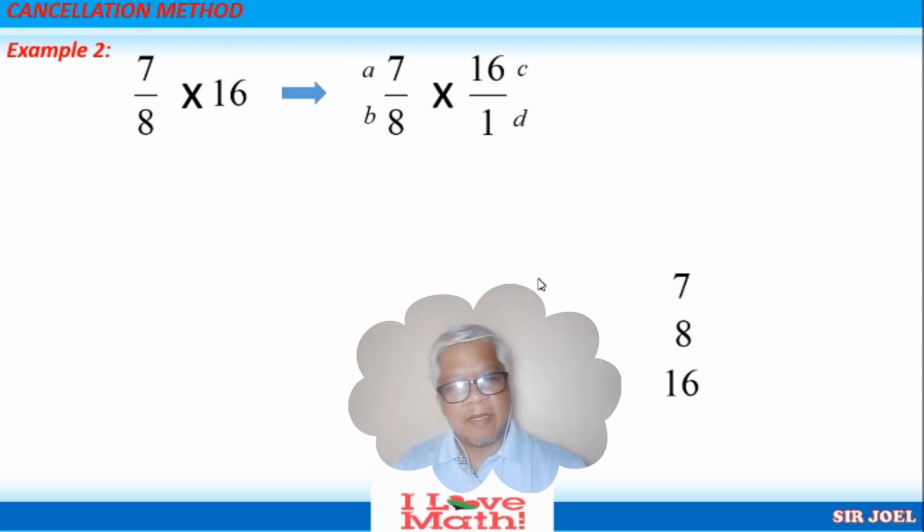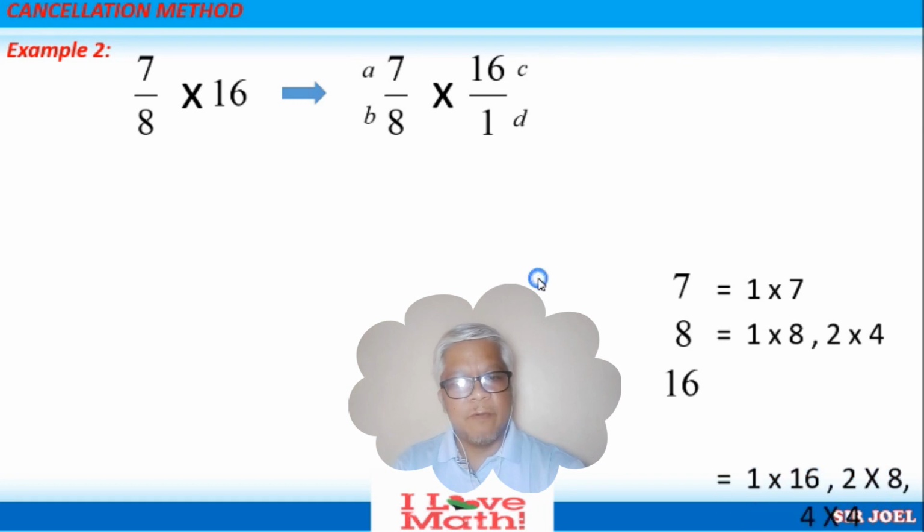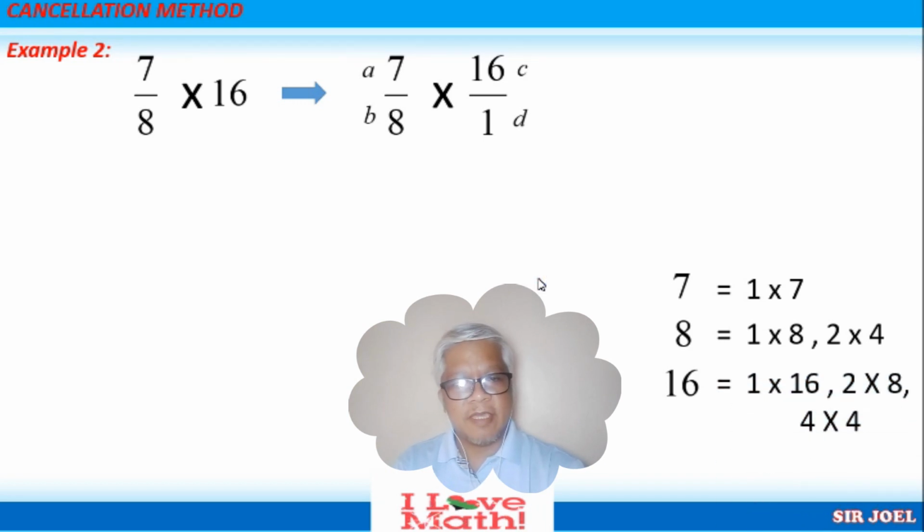So, to obtain the factors of 7, 8, and 16, sa 7, through 1 times 7, factors are 1 and 7. Sa 8, 1 times 8, and then 2 times 4. Factors are 1, 8, 2, and 4. Okay? And then sa 16 naman, we have 1 times 16, 2 times 8, and 4 times 4. So factors are 1, 16, 2, 8, and 4. So alam na natin ulit ang factors of the given numbers 7, 8, and 16.